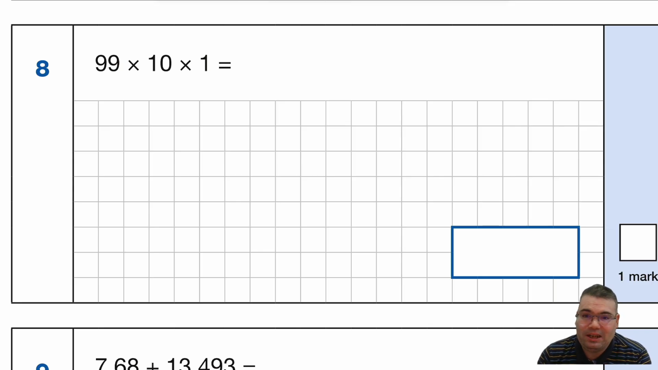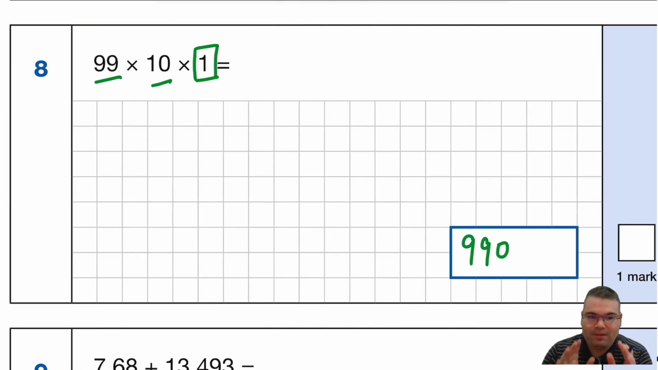So this is the next question. Here we know that multiplication with 1 doesn't make any difference. If you multiply any number with 1, you get the number itself. So we have 99 multiplied by 10. So that is 990. So let's write down 990, right?